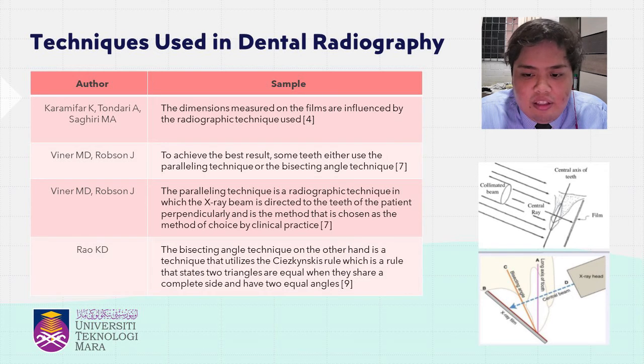As seen in the figure on the right, the top figure is the paralleling technique, while the bottom figure is the bisecting angle technique. Weiner also states that to achieve the best results, some teeth use either the paralleling technique or the bisecting technique, which shows that different methods are required for different people, depending on the type of teeth that they have.